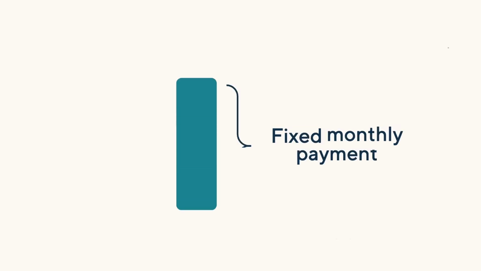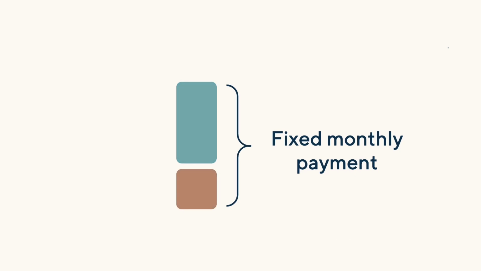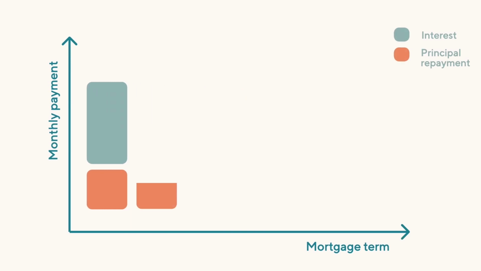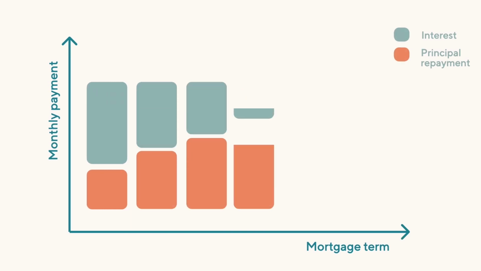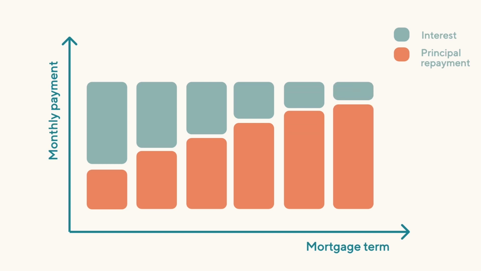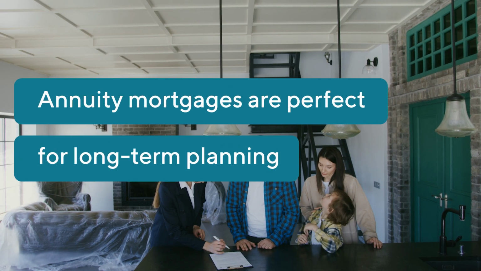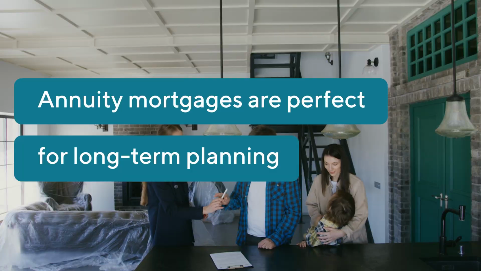The annuity mortgage means that you have a fixed monthly rate, which comprises the interest payment as well as the principal amount. This means as time goes on, you repay part of your mortgage, meaning the interest portion of your monthly rate decreases and the principal repayment increases based on the loan balance. The annuity mortgage offers predictability and stability, making budgeting more manageable. It is perfect for those seeking long-term planning and a smooth repayment journey.